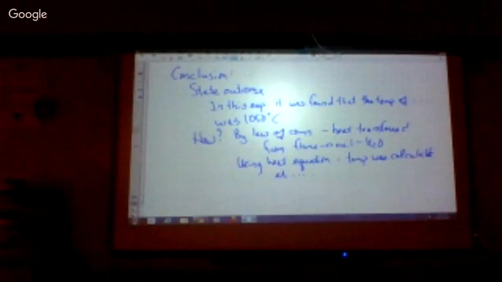So let me ask you this: is your conclusion going to be just as simple, two sentences? No, it's the meat. It's always the meat of your lab reports when you're doing a lab report like this.